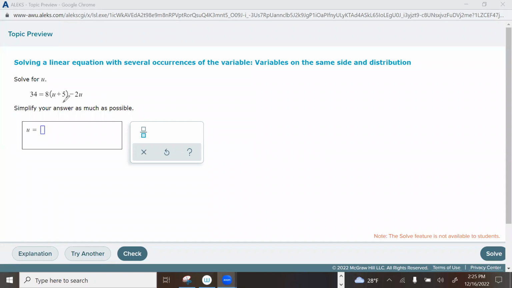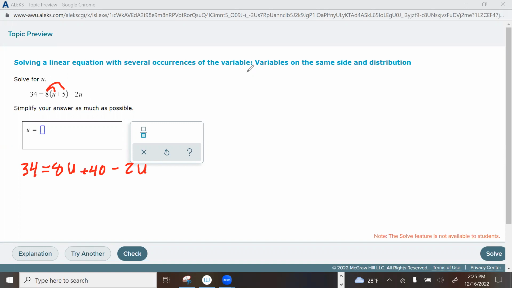Okay, same thing again, except now there's a little more going on, but who cares? It's not a big deal. So we're going to multiply through the parentheses. Okay, so 8 times u is going to be, well, 8u. And 8 times 5 is 40. And then the minus 2u on the outside. He was outside the parentheses, so we didn't do anything with him yet.